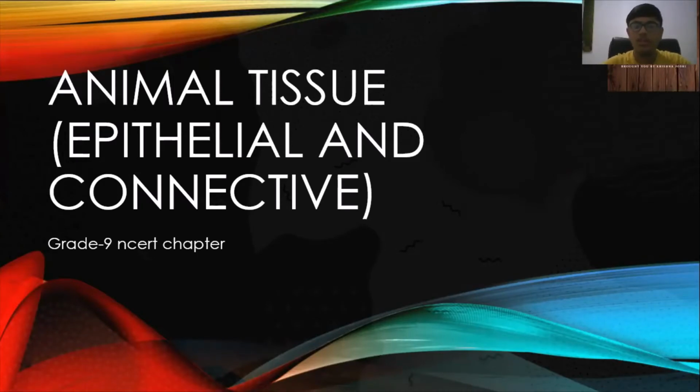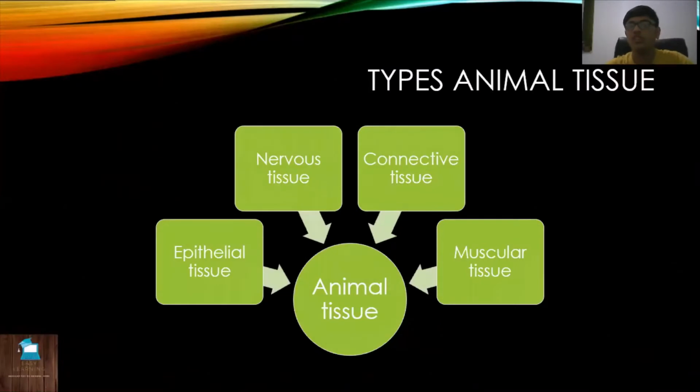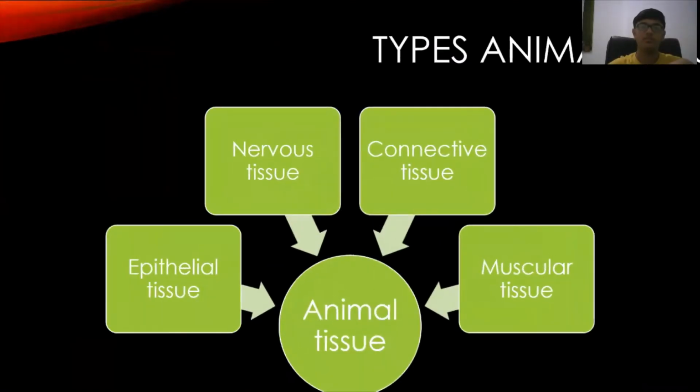Today we are going to learn epithelial and connective tissue, which is animal tissue. The types of animal tissues are nervous tissue, connective tissue, muscular tissue and epithelial tissue. Today we are only going to learn epithelial and connective tissue. In coming sessions we'll learn nervous tissue and muscular tissue.